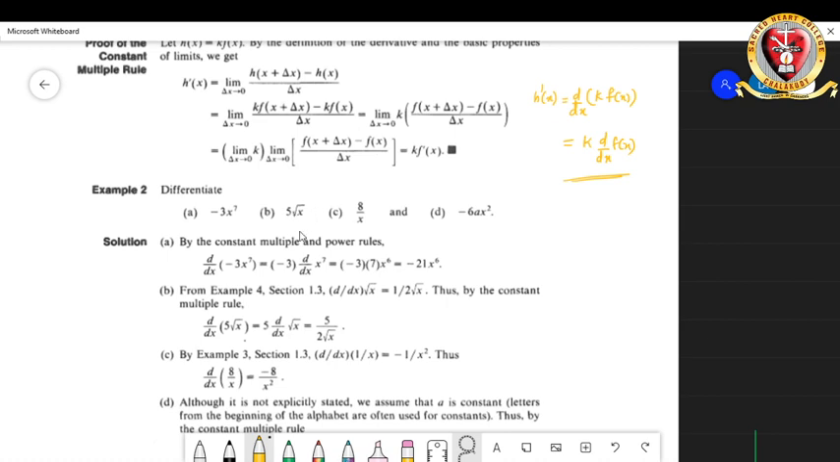Now 5 into root x, we have to find the derivative. d by dx of 5 into root x is equal to 5 into d by dx of root x, and we know that d by dx of root x is equal to 1 by 2 root x. We have proved it in earlier section 1.3.